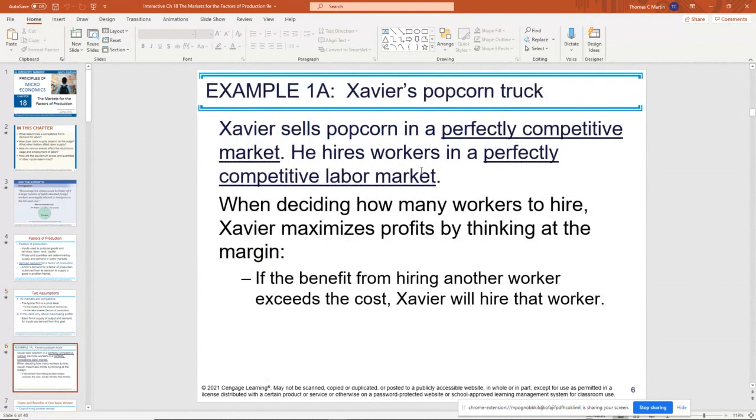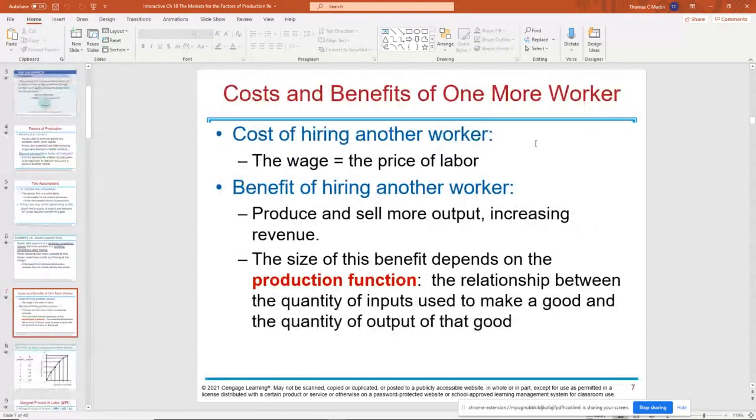The example they give us here is Xavier, a perfectly competitive firm, who hires workers in a perfectly competitive labor market. When deciding how many workers to hire, Xavier maximizes profits by thinking at the margin. If the benefit from hiring another worker exceeds the cost, Xavier will hire that worker. Now, the cost of hiring a worker is wages. That's the price of labor. The benefit of hiring another worker is that, hopefully, it'll produce and sell more output, increasing revenue. If that is not the case, you don't hire.